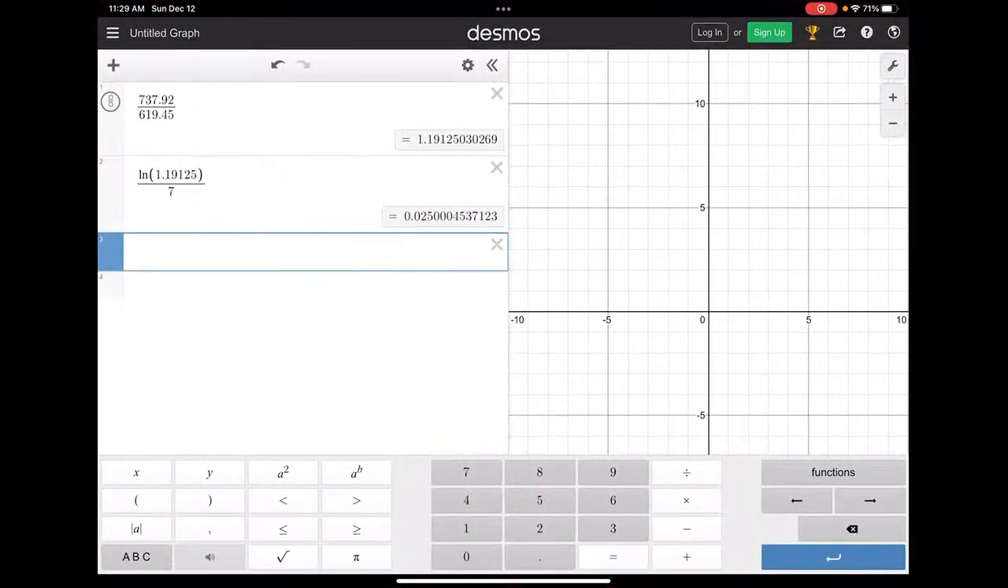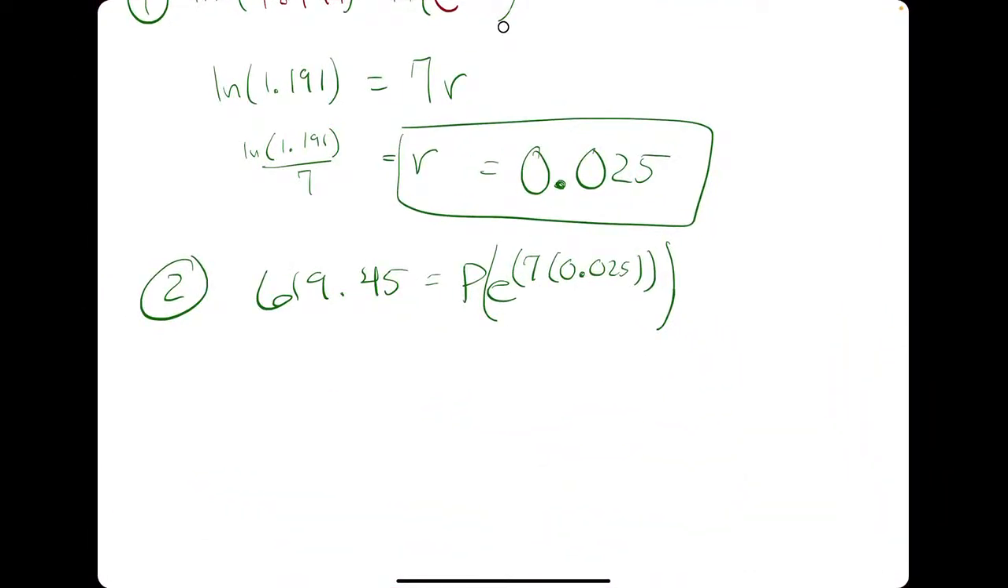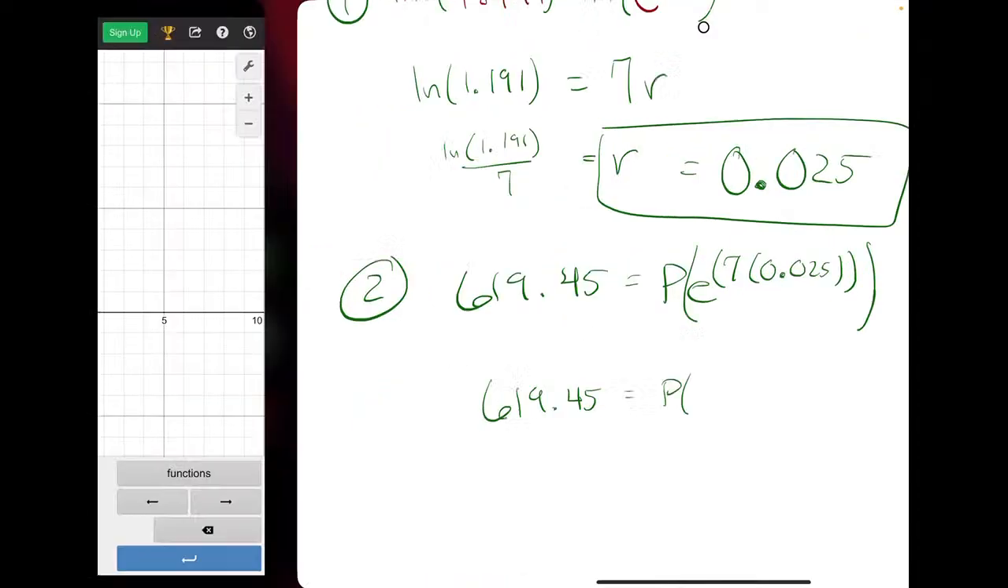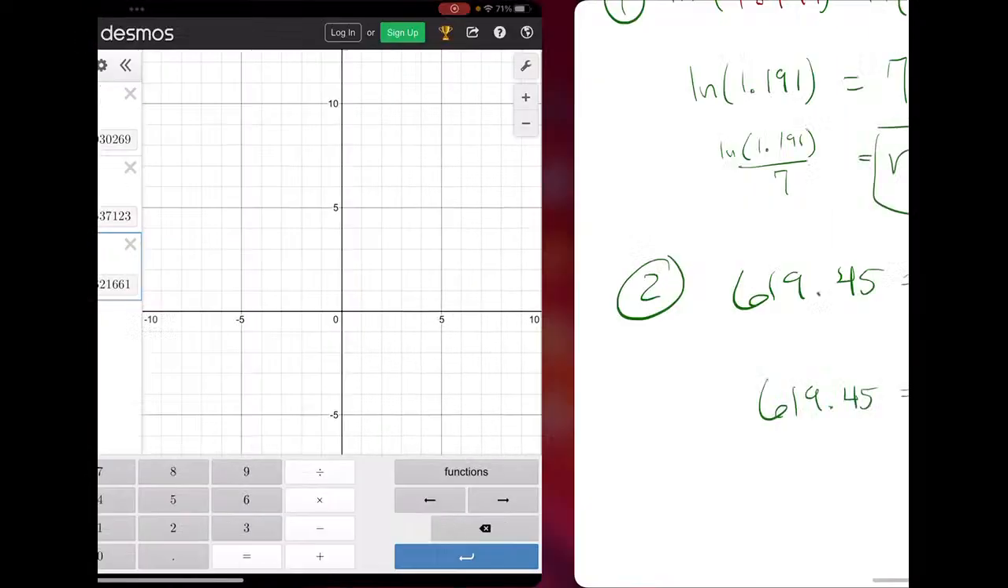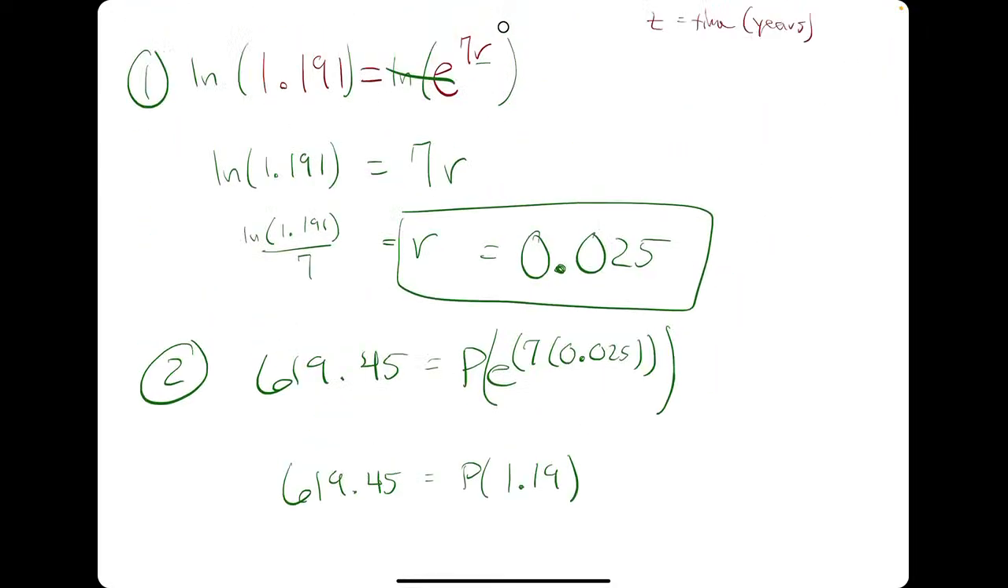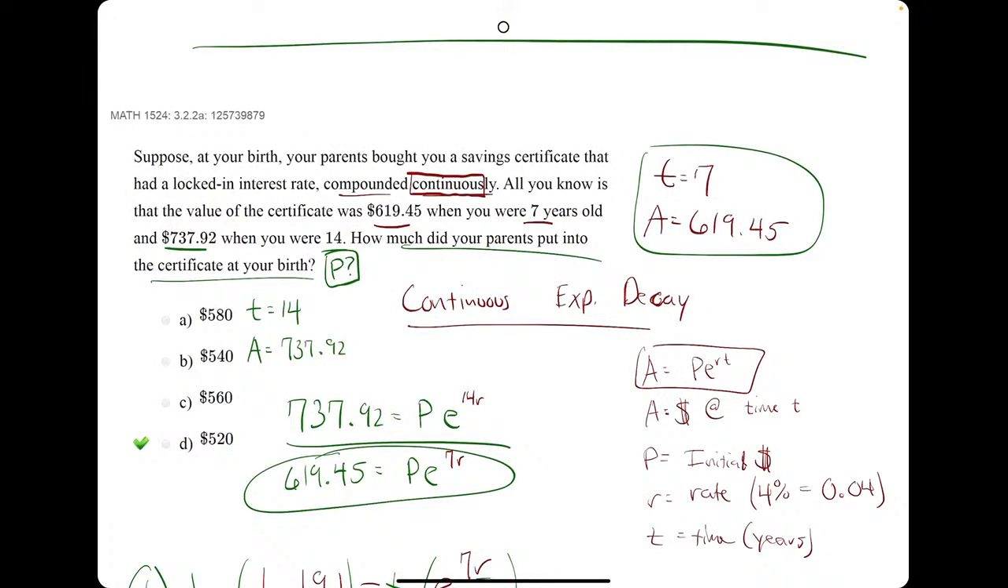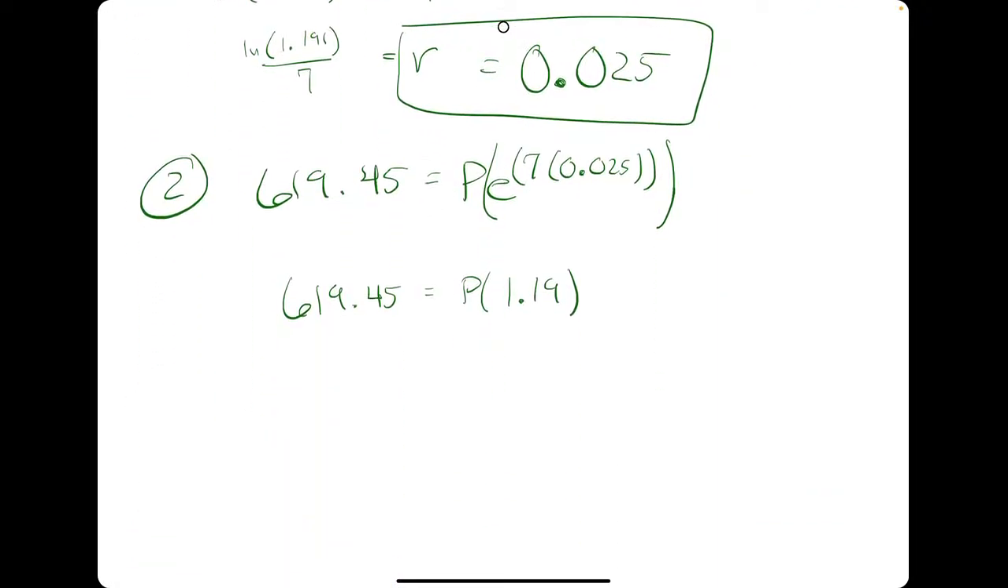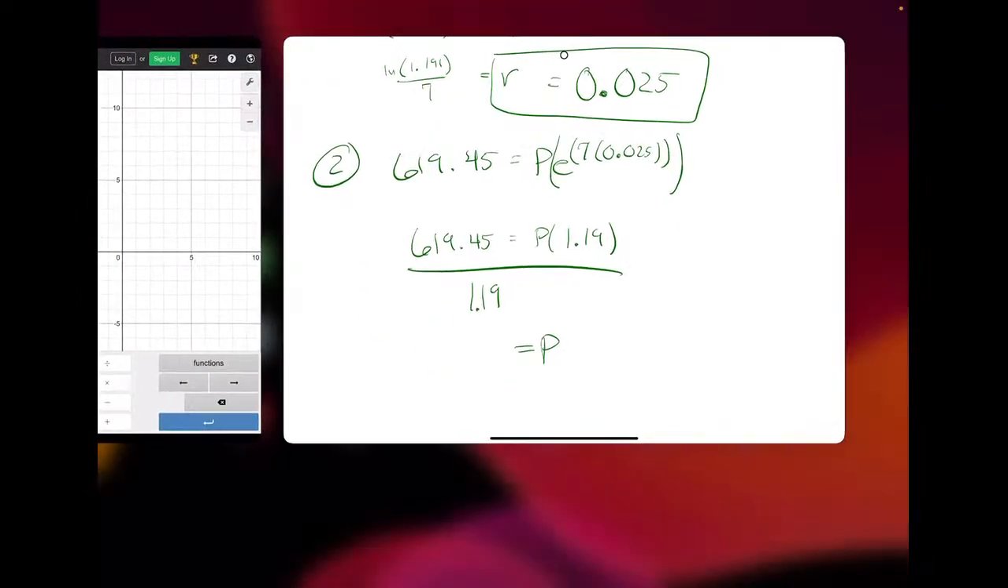E raised to the 7 times 0.025 should give us 1.19. So what we have is 619.45 equals P times the value we just got, 1.19. And so we're solving for P. Keep in mind, we're looking for how much did they put into your certificate at birth, which is our initial investment. So we divide by 1.19 to get P by itself.